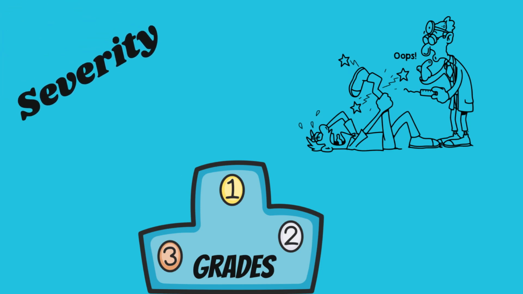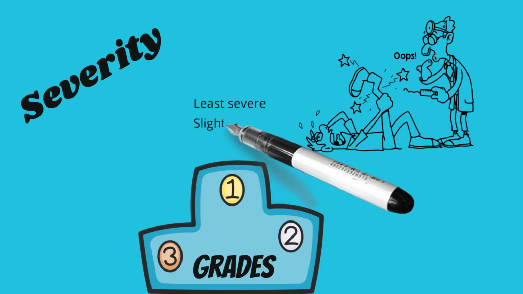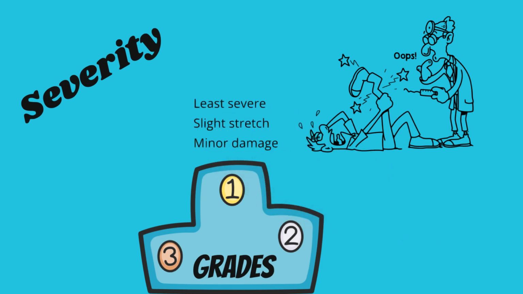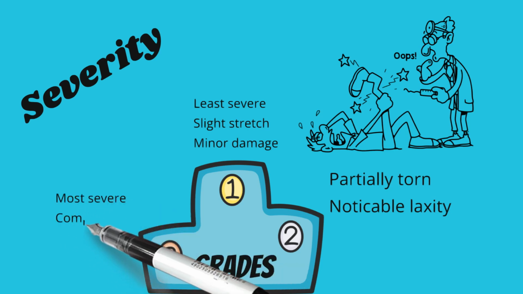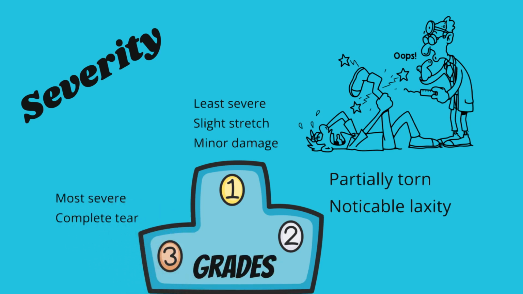Let's go over the level severities for sprains. Grade 1 is the least severe, where there's a slight stretch with minor ligament damage. Grade 2 is the ligament fibers being partially torn, causing a noticeable laxity in the joint. Grade 3 is the most severe, with a complete tear of the ligament.